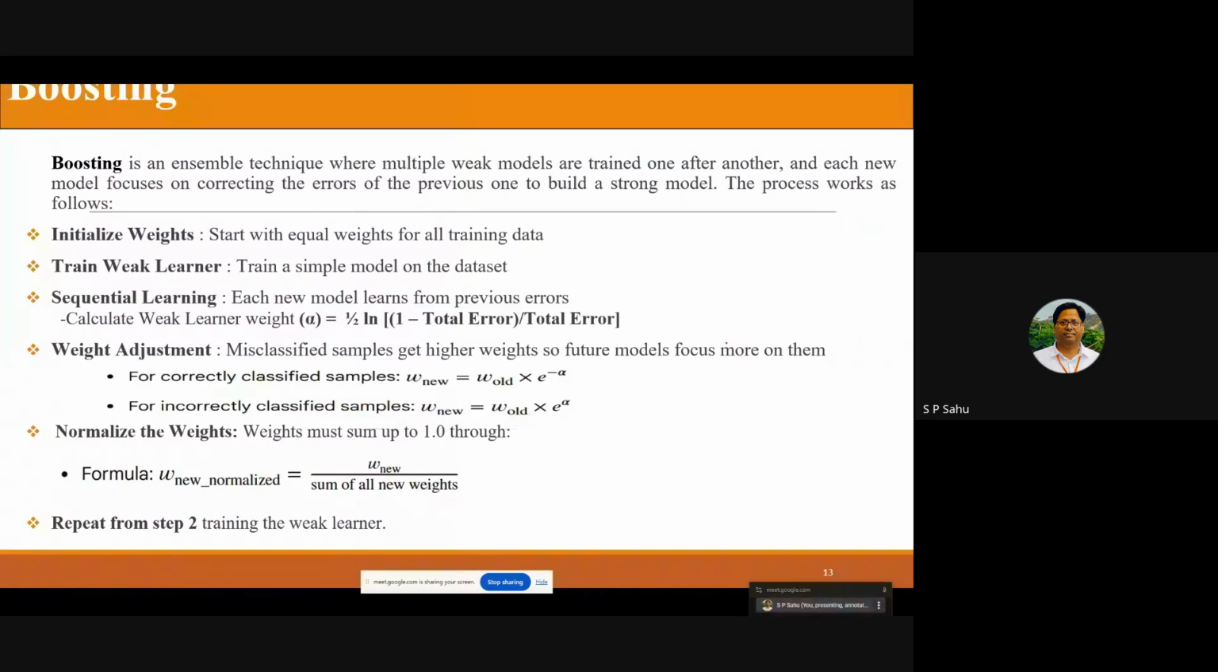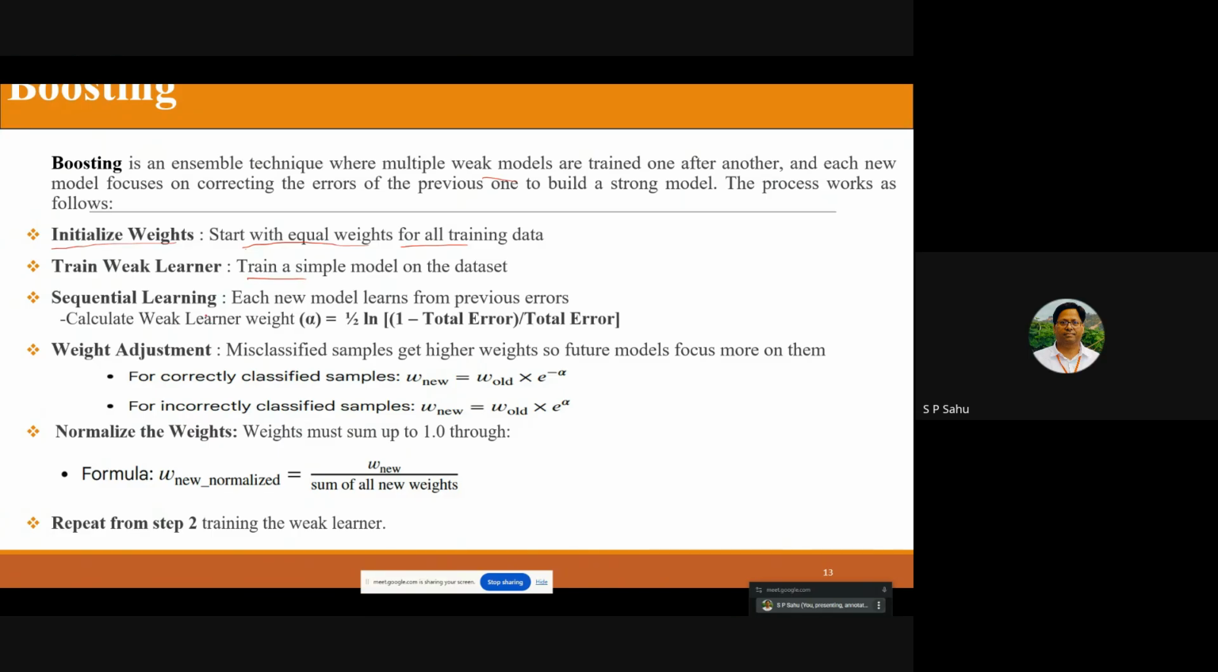Okay, now the second is boosting. Boosting is an ensemble technique where multiple weak models are trained one after another, and each new model focuses on correcting the errors of the previous one to build a strong model. The algorithm follows as: initially all the weights are initialized. We may take the AdaBoost example. Training starts with equal weightage for all training data. Then the weak learners are trained, the first weak learner with a simple model.